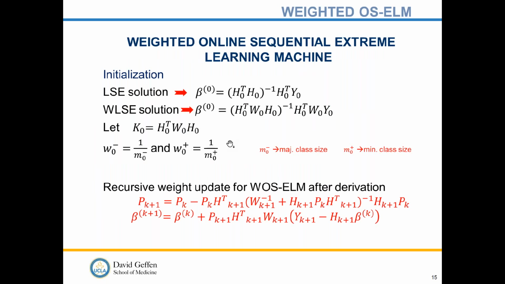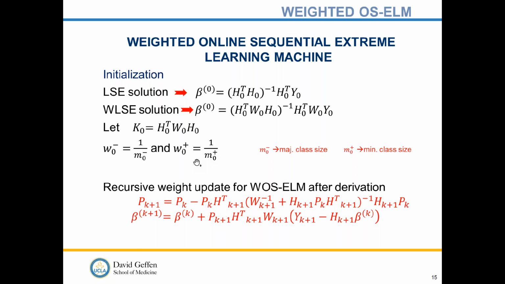So in WOS-ELM, we first initialize the network using weighted least square solution. In traditional extreme learning machine, you use least square estimate solution, and in WOS-ELM we use weighted least square solution. The difference in these two is just this weighting matrix, which contains the weight information related to all the samples. So these weights are class specific.